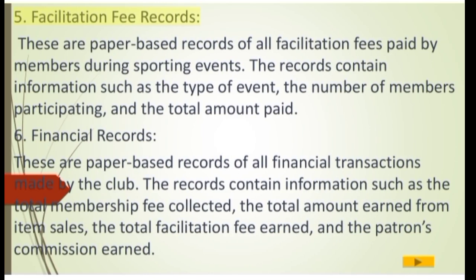5. Facilitation fee records. These are paper-based records of all facilitation fees paid by members during sporting events. The records contain information such as the type of event, the number of members participating, and the total amount paid. 6. Financial records. These are paper-based records of all financial transactions made by the club. The records contain information such as the total membership fee collected, the total amount earned from item sales, the total facilitation fee earned, and the Patron's commission earned.